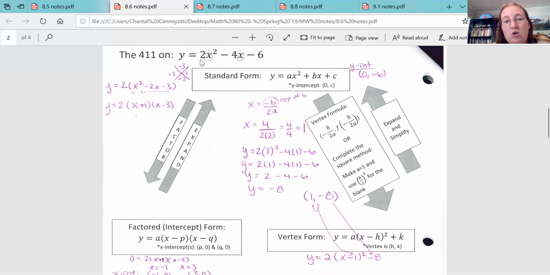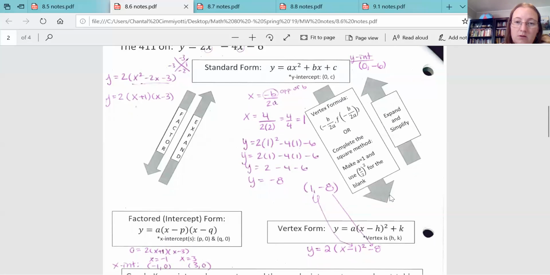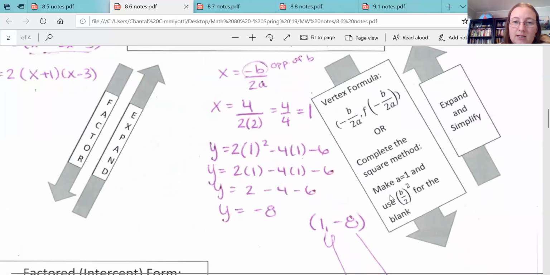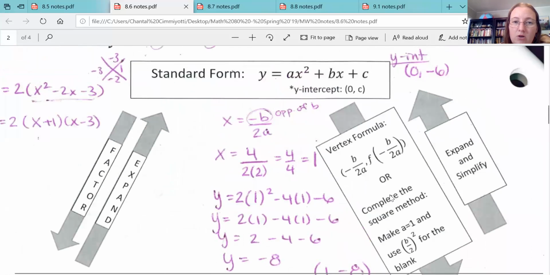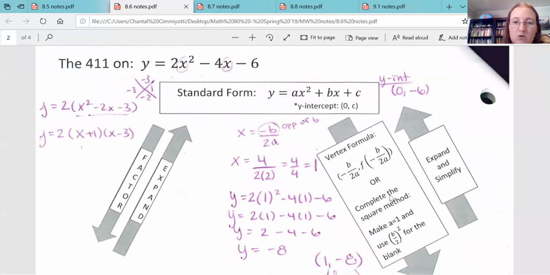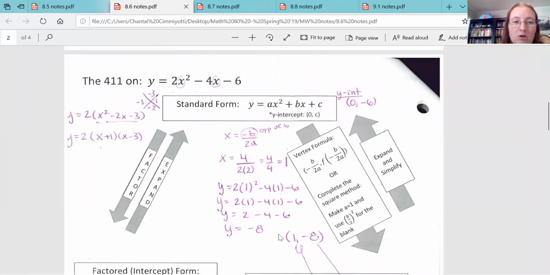So you're going to do 2 times 1 squared minus 4 times 1 minus 6, following order of operations. So there it is. Order of operations, you're going to square first, you're going to do your exponents, then you're going to do your multiplication, and then you get to do your addition or subtraction. So it's 1, negative 8 for your vertex. That's the main point of this particular lesson, is just how do you use the vertex formula. So there's an example.